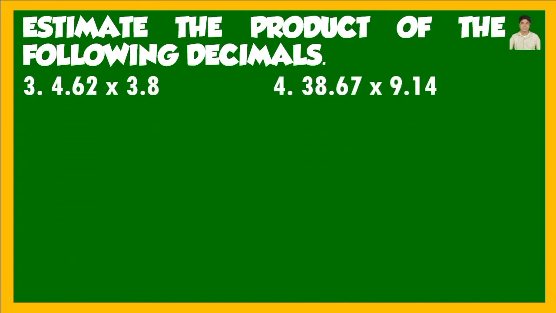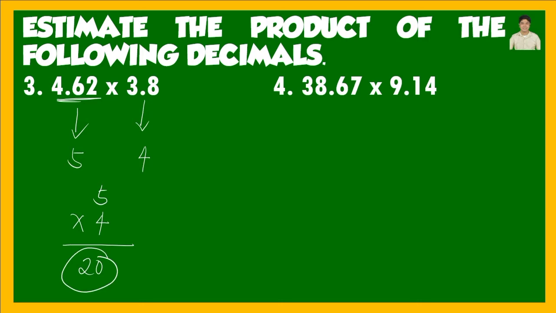Another, 4 and 62/100 times 3 and 8/10. So, yung una nating factor, kapag ni-round off po natin yan, it will become 5. And then, yung pangalawa naman, this will become 4. So, multiplying 5 by 4 gives us an estimated product of 20.